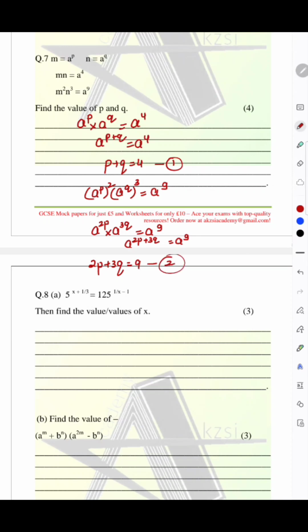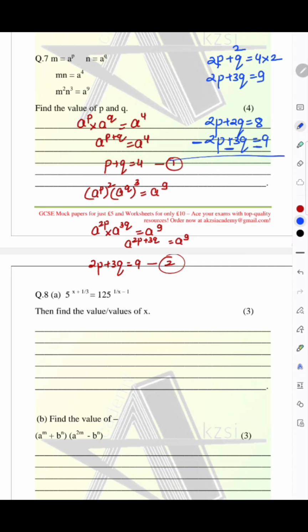Now either go for elimination or substitution, anything will work. I'm just opting for the elimination method, with p plus q equals 4 and 2p plus 3q equals 9, and I just need to make the coefficient of any variable the same. Let me make p the same. For that, I'm multiplying the first equation by 2, which will give me 2p plus 2q equals 8, and 2p plus 3q equals 9, subtracting.